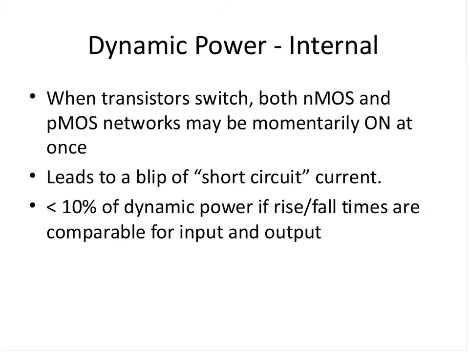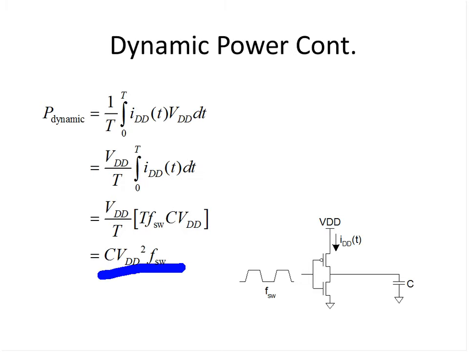The second type of dynamic power is internal power. When transistors switch, both NMOS and PMOS networks are momentarily on at once. This leads to a blip of short circuit current. Let's go back to an inverter. Whenever there is switching involved, say NMOS is turned on and PMOS is off in the static condition. Output is 0 because NMOS is on. When the input changes state, NMOS starts going from on to off, and PMOS starts going from off to on. Now there is an overlap of time during which both NMOS and PMOS are on. This leads to a burst of short circuit current.